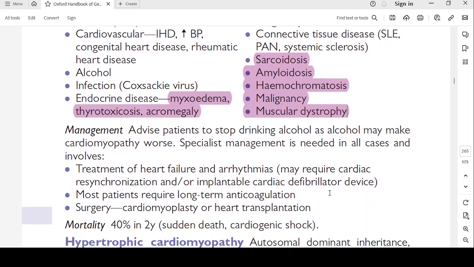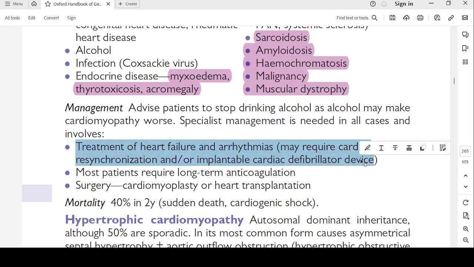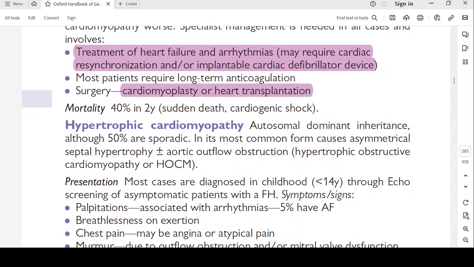Management. Advise the patient to stop drinking alcohol as alcohol may make cardiomyopathy worse. Specialist management is needed in all cases and involves treatment of heart failure and arrhythmias, may require cardiac resynchronization or implantable cardiac defibrillator device. Most patients require long-term anticoagulation. Surgery, such as plasty or heart transplantation. Mortality is 40% in 2 years. Sudden death or cardiogenic shock is the cause of mortality.